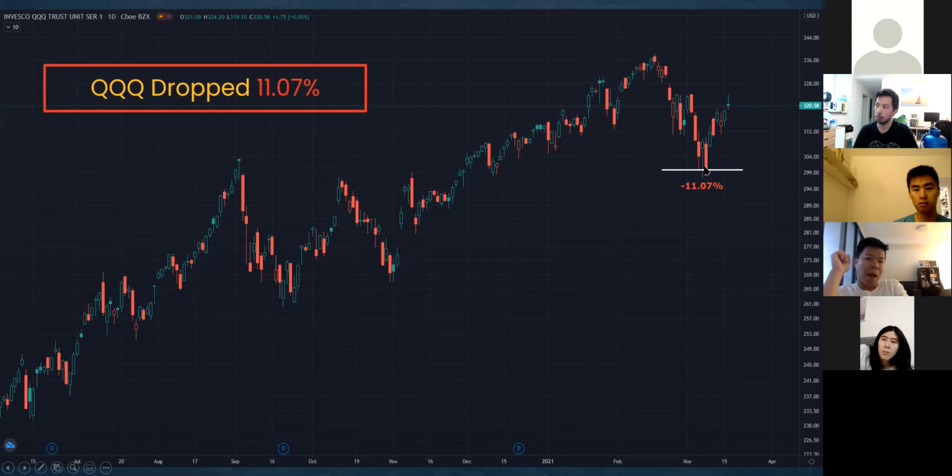I didn't actually pick the bottom. When it dropped 11%, the next day when I bought, it's already bought around here. If you see my mouse there, that's the first green bottom. So I'm not actually picking the bottom, but it doesn't matter. In terms of investing, there's no ego to pick the bottom to sell at the top.